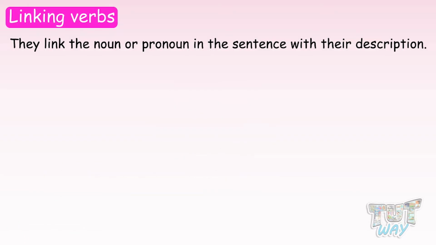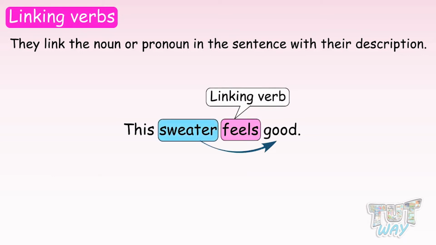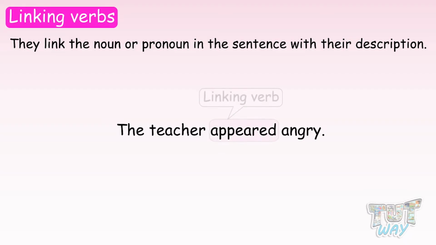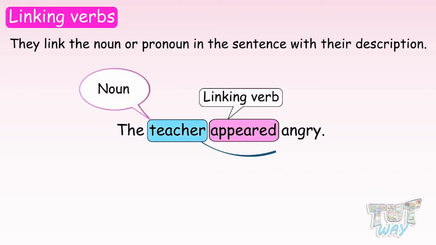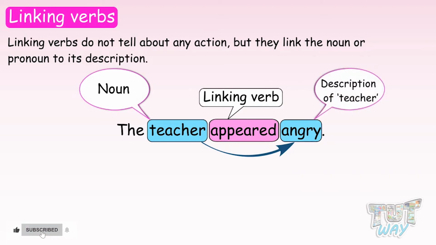Let's see another sentence. This sweater feels good. The linking verb in this sentence is feels, as it links sweater and good together. Here's our next sentence. The teacher appeared angry. The linking verb here is appeared, as it links teacher and angry together. So kids, we learned that linking verbs do not tell about any action, but they link the noun or the pronoun to its description.